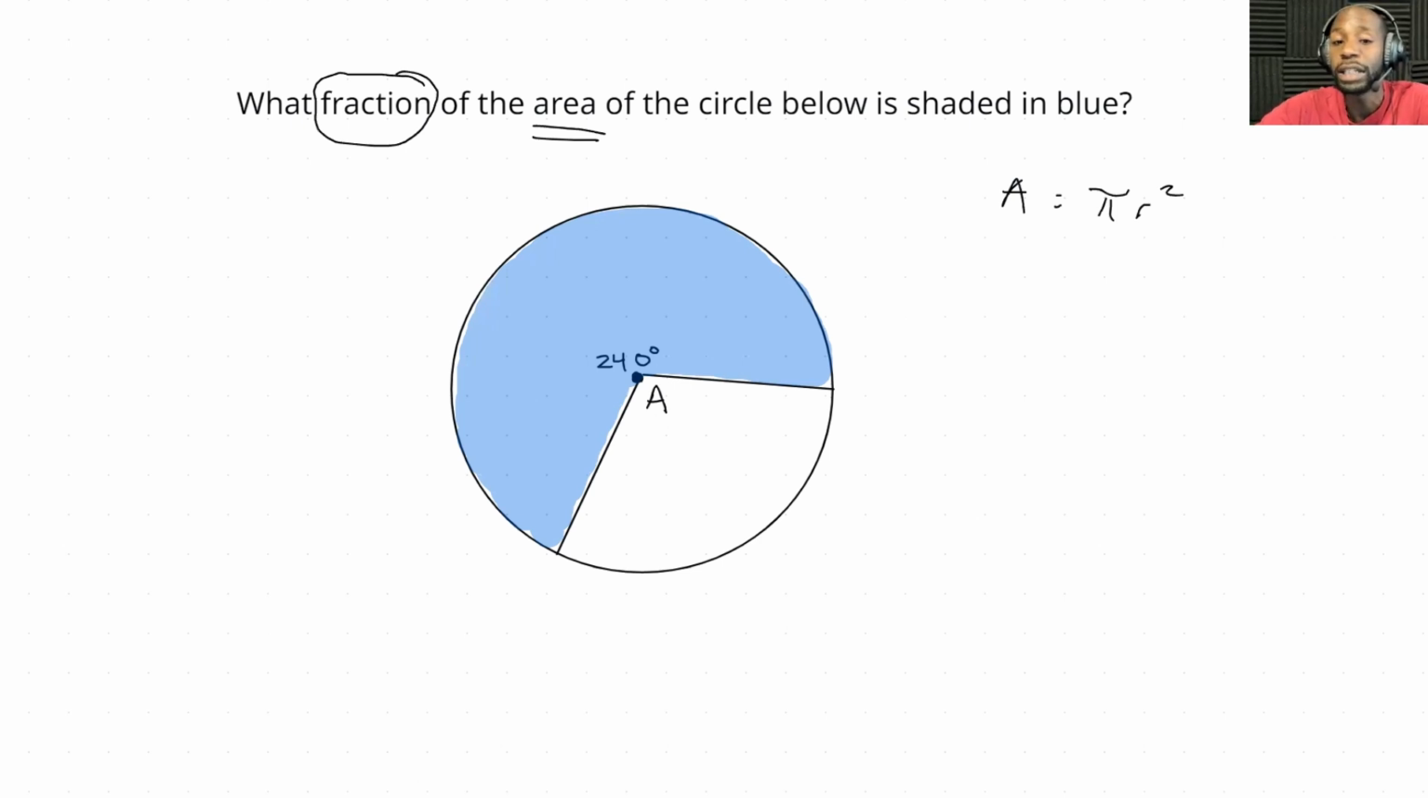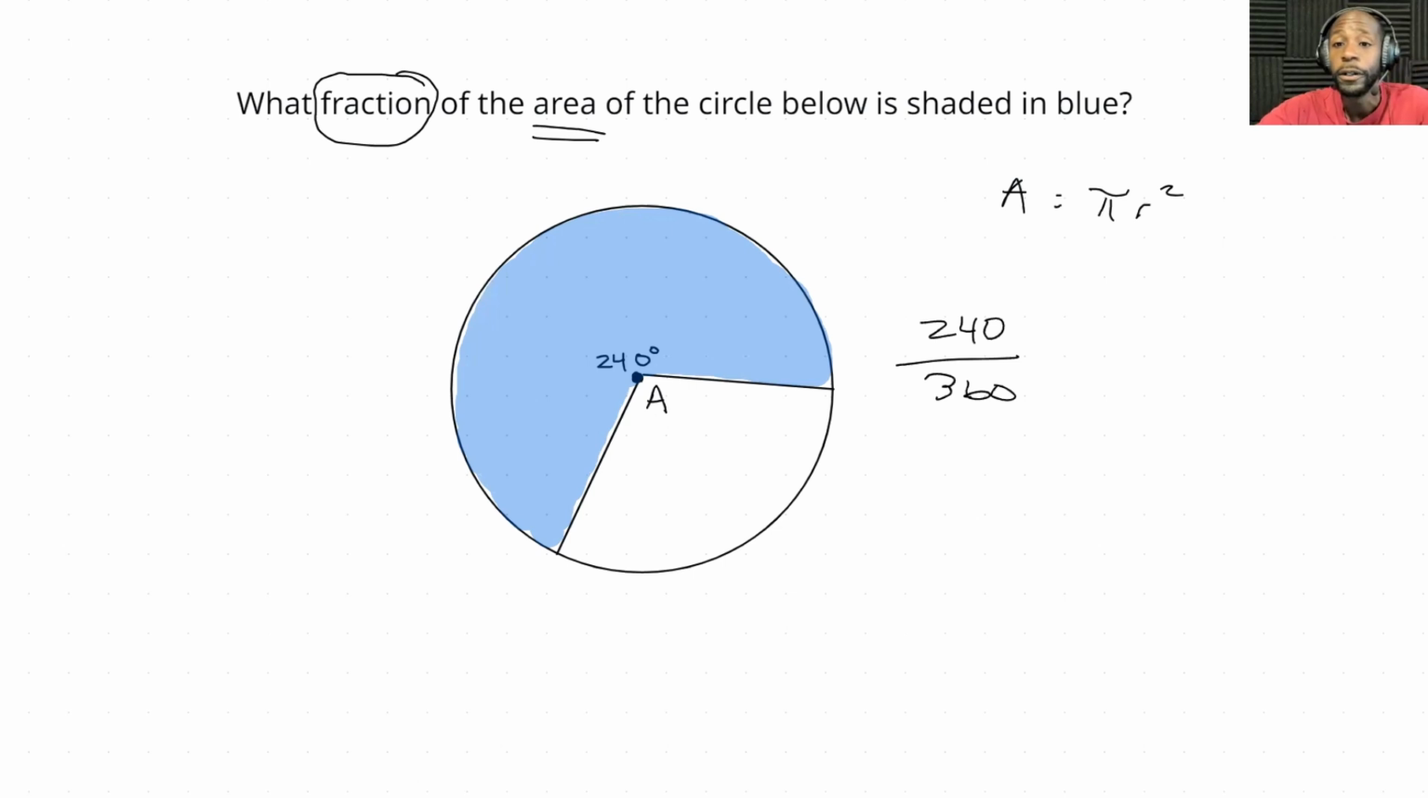And the way we're going to find that is by understanding that the portion of this circle, the area of the circle that's shaded in blue, the angle measures 240 degrees. And remember, it's 240 degrees out of a total of 360 degrees. So 240 out of 360 is the fraction of the area represented by the shaded part. If you were to get the area, you could multiply it by that fraction and you would get the part of the area that's shaded in blue. But anyway, we just need the fraction.